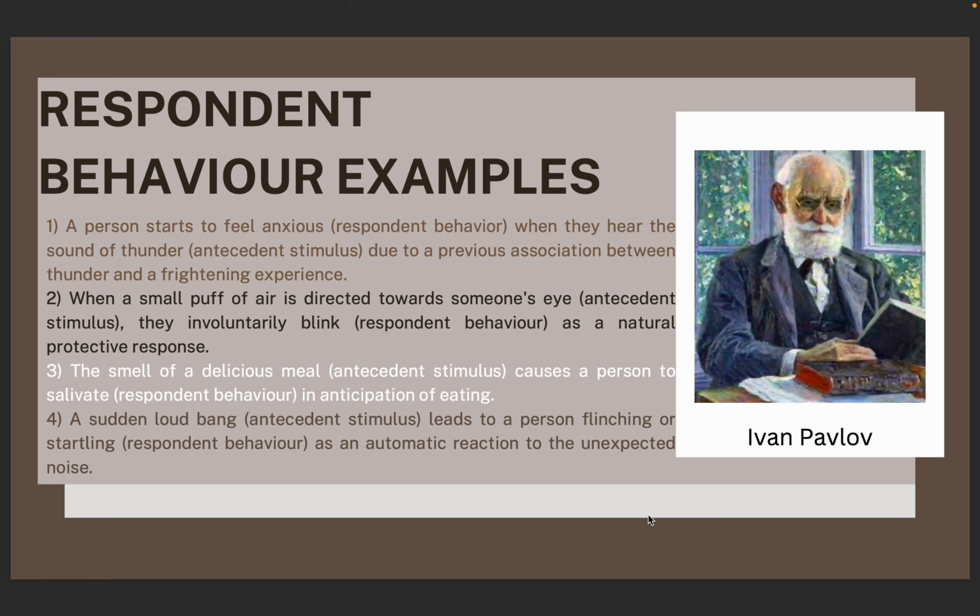Number 2, when a small puff of air is directed towards someone's eye, which is our antecedent, and we involuntarily blink, that is the respondent behavior. As you can see in example 1 and 2, there is no consequence.